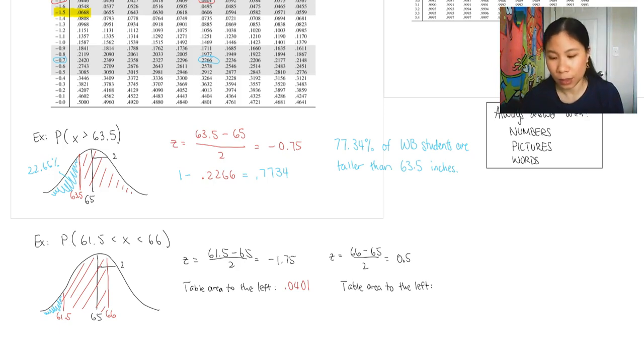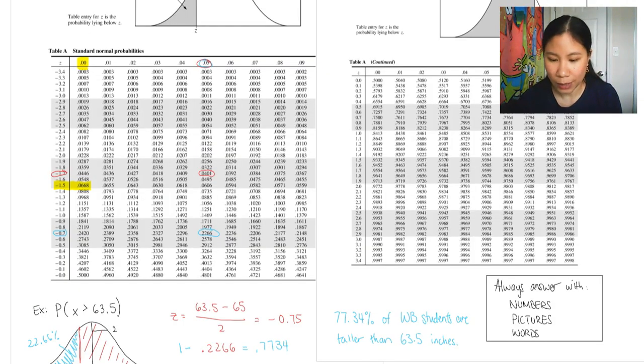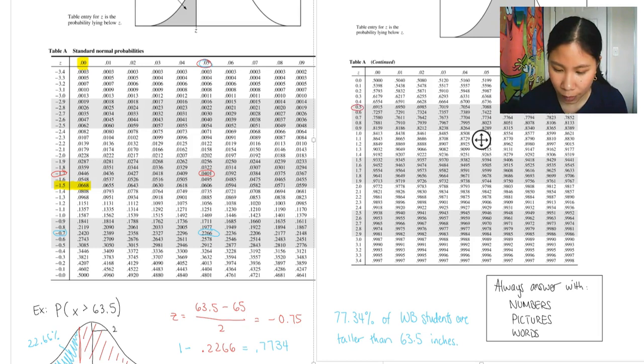I'm going to do the same thing with the second z-score, 0.5. This one is a positive z-score, so I'm going to be on the second page now. On my second page of table A, 0.5 is right here. My second decimal place is a 0, so we're just looking at 0.6915 as our area.